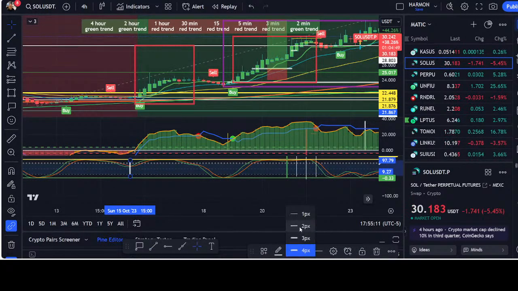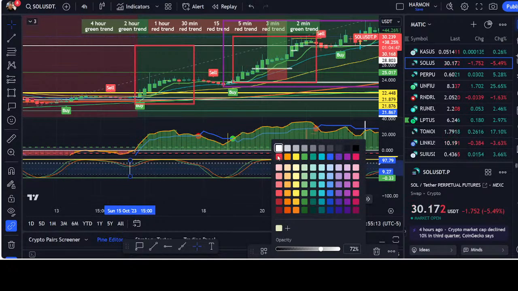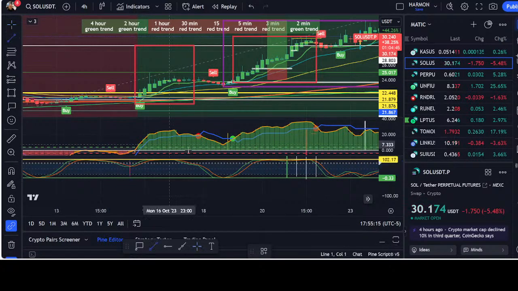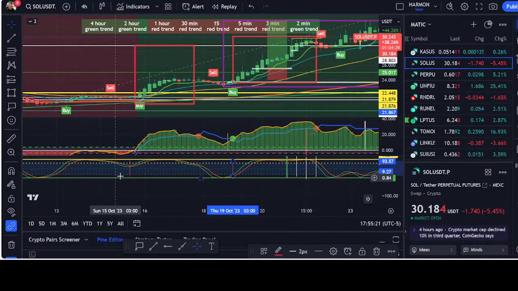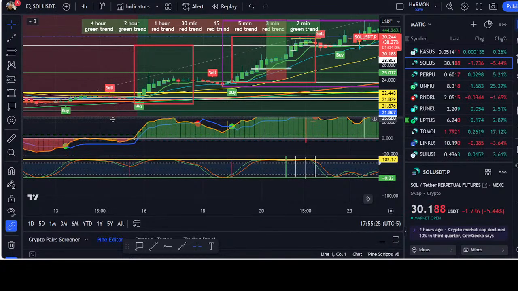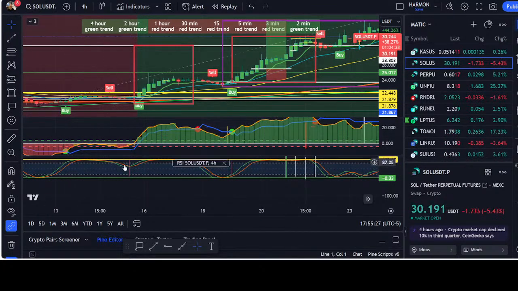I'm going to make this into a 2. I'm going to make this red. And then I'm going to put this here. And this is going to be my 4 hour once again. Headed up right there. And there we go. And this also happens to be green moon action, etc.